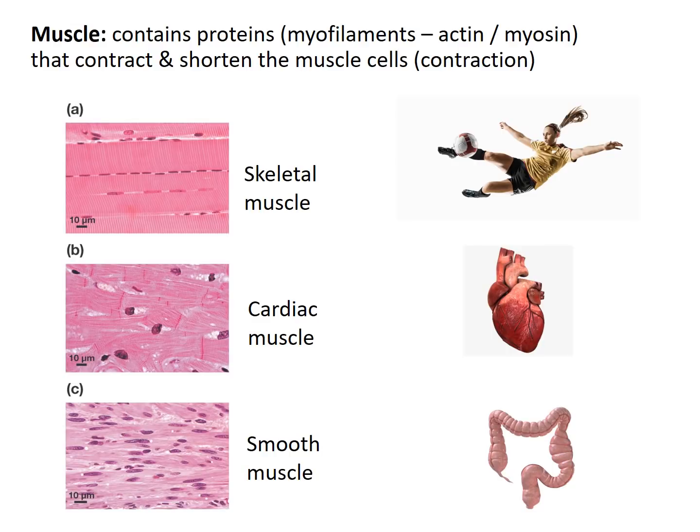Muscle contains the proteins which we refer to as the myofilaments. There are a number of different myofilaments, and these myofilaments are able to work together and contract. When they contract, they shorten the muscle cells, and this is what allows movement. Three different types of muscle: skeletal muscle, cardiac muscle, and smooth muscle. A lot of similarities, a lot of differences. We will be looking at pathologies of skeletal, cardiac, and smooth muscle in a fair amount of detail throughout this course.